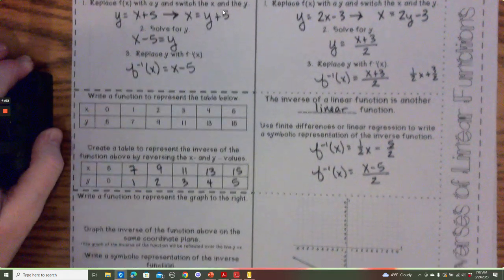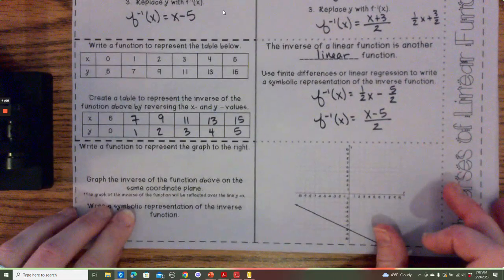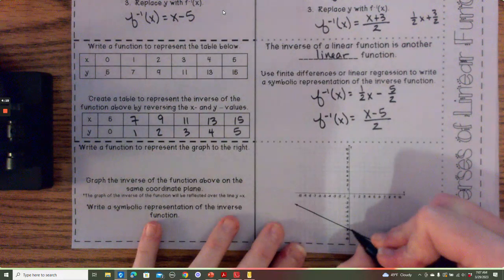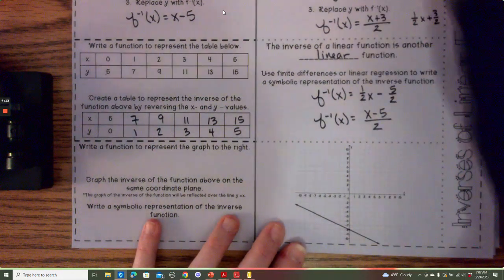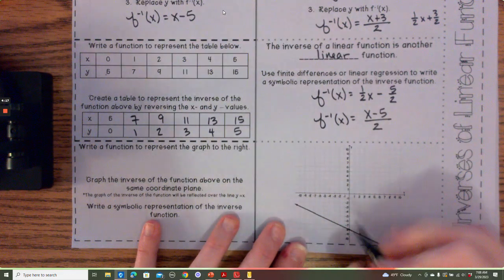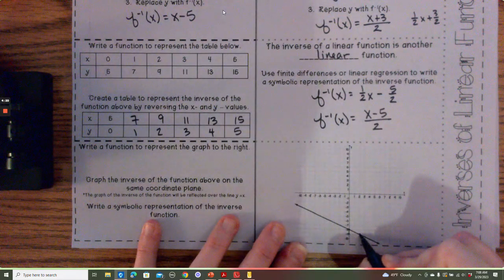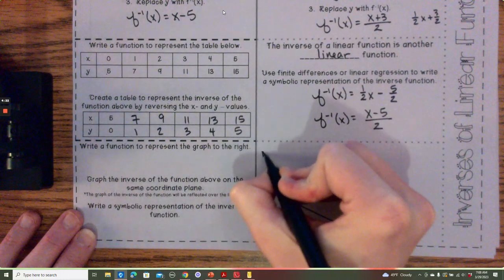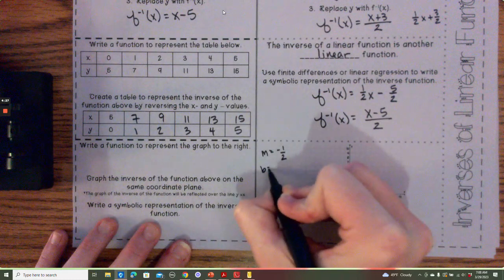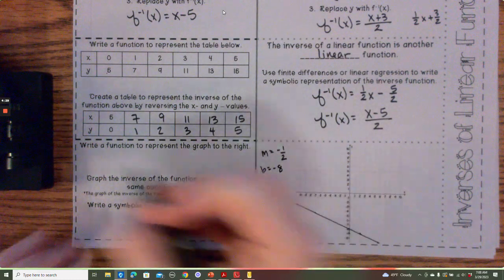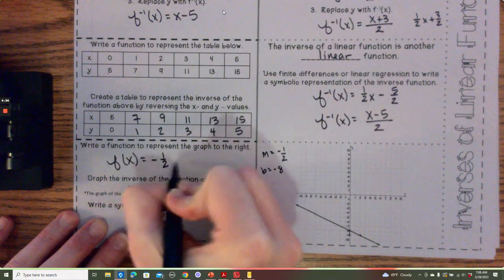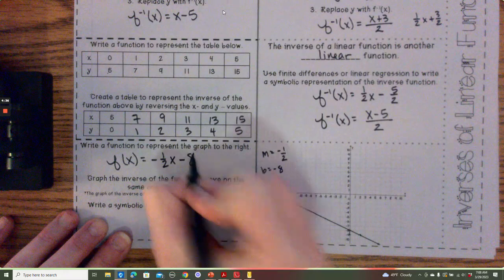All right, and finally from a graph. All right, so the first thing it says is write a function to represent the graph to the right. So my y-intercept is a negative 8, and then if I find another good point here to do the slope, I can see that my slope, I'm going down 1 over 2. So that's my slope. Negative 1 over 2, and then we said y-intercept was a negative 8. So the function for that graph that's already there is negative 1/2 x minus 8.